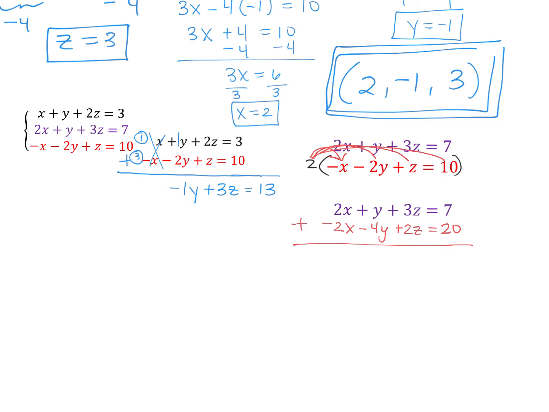We're going to add these together. This is 0. We have 1y plus a negative 4y, so that's a negative 3y plus 5z equals 27. Okay, so now look at what we have. This y and z and this y and z. So now we're going to do an elimination again with those.